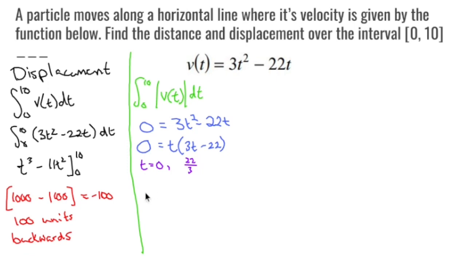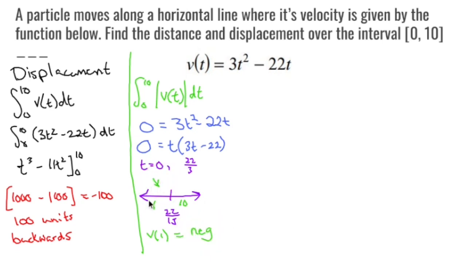Okay, so I'm going to create a sign chart. 22 over 3 is where the magic happens. Normally I would plug in 0, but I can't because technically that's a critical point. So if I plug in 1 and find out whether this gives me positive or negative, that'll help. And if I plug in 10, that'll help me determine if it's increasing or decreasing. Plugging in 1 and doing some mental math, I get 3 times 1 squared minus 22 times 1, which gives me a negative number. So I'm decreasing here.